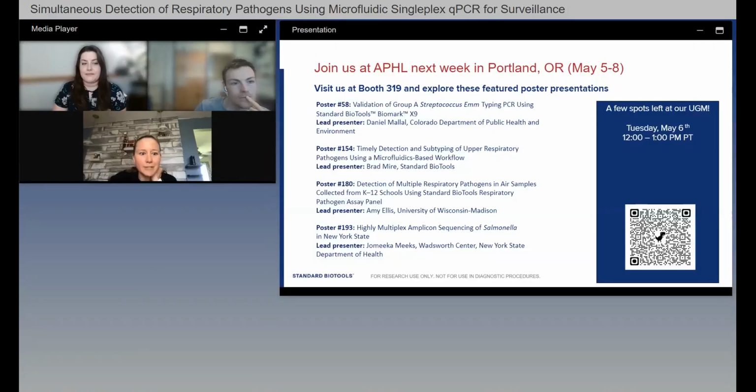So we actually have done some of that. We've placed air samplers in households with individuals with known infections, and we do know that we can detect pathogens in individuals with known infections. So yes, the answer to that is definitely yes.